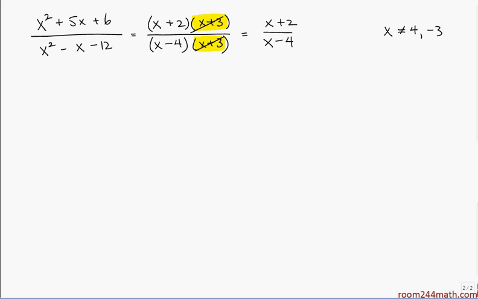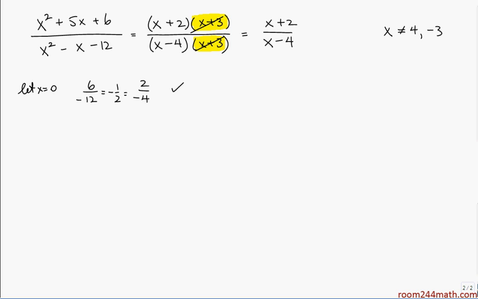Now, you can do some quick checks to see if you're on the right track, and pick some values of x and see if the left-hand side really does equal the right-hand side. So for instance, if you let x equal 0, you just simply get 0 plus 0 plus 6 over 0 minus 0 minus 12 on the left-hand side. The right-hand side becomes 0 plus 2 over 0 minus 4.